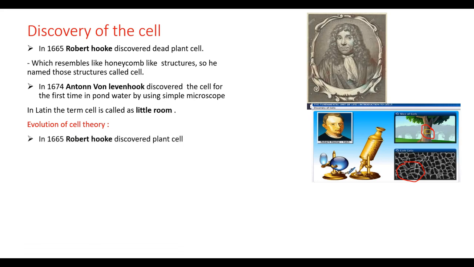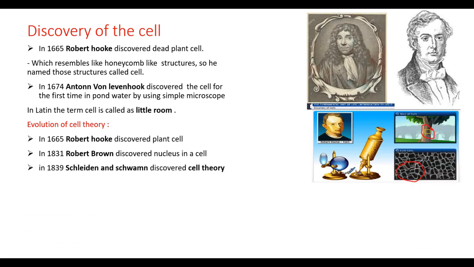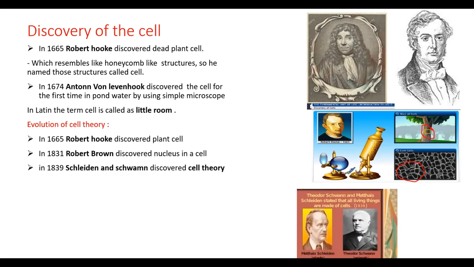In 1665, as you know, Robert Hooke discovered the plant cell. In 1831, Robert Brown discovered the nucleus inside a cell. In 1839, Schleiden and Schwann proposed the cell theory. What cell theory states, we will discuss later. Schleiden discovered the cell in the plant, whereas Schwann discovered the cell in the animal.